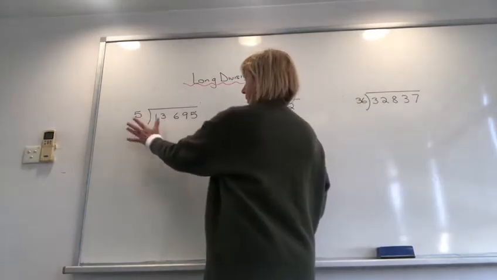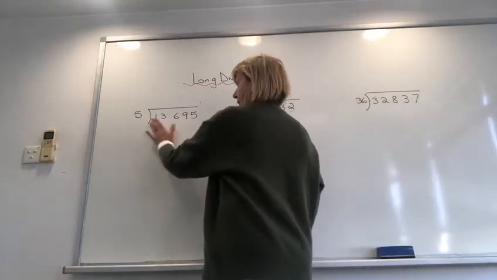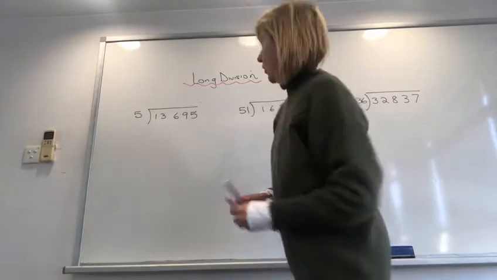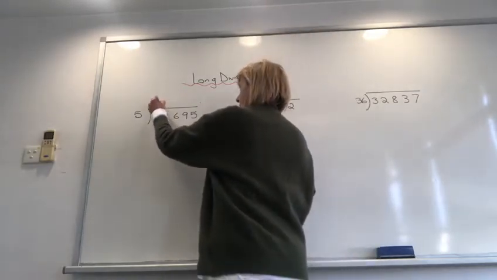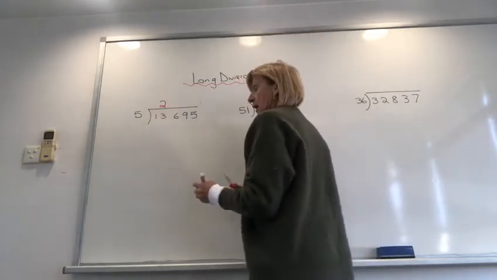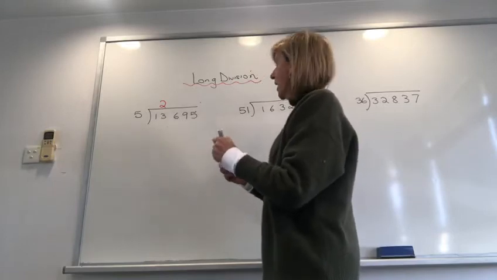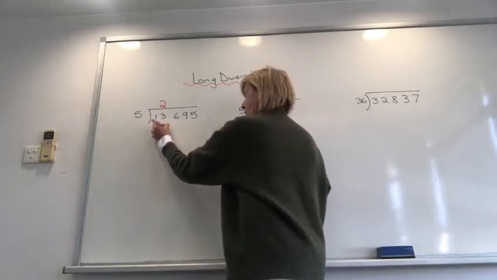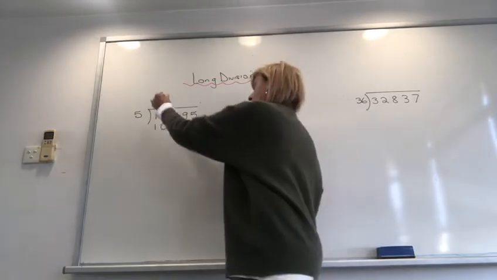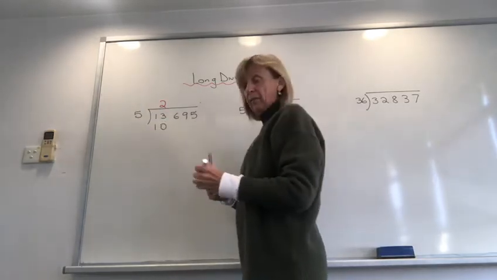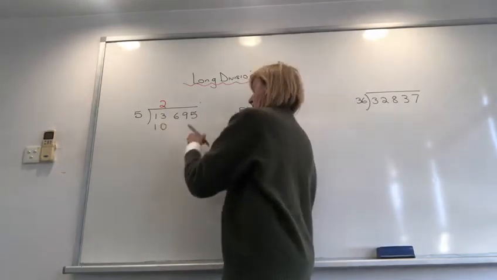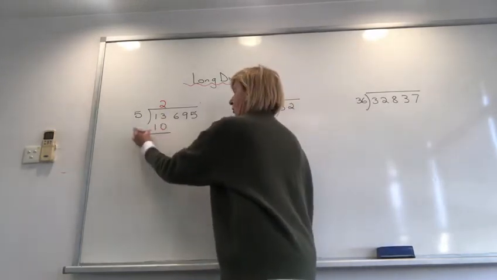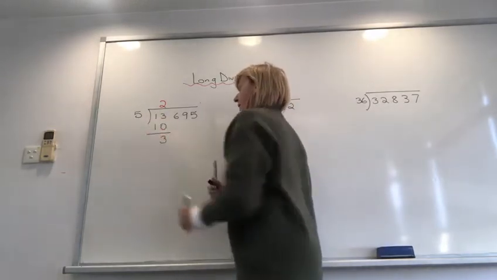So we go 5 into 1 doesn't go, 5 into 13. We all know it goes 2 times, so I'm going to put the 2 here above the 3. And 2 5s are 10. The 10 I'm going to write, for long division, directly underneath. 2 times 5 is 10. So then we do subtract. 13 take away 10 is 3.